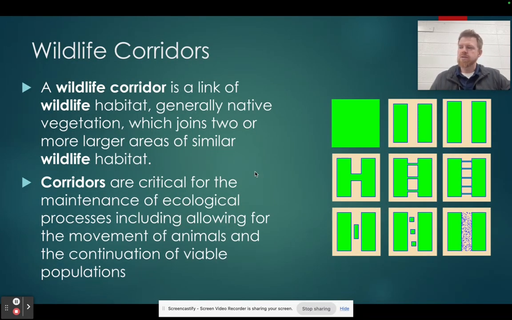Let's get to our solutions. So this is our last quick page of your notes. And one of the big solutions is called wildlife corridors. Corridor, I think of as like a hallway, essentially. And so you can jot down this definition real quick.